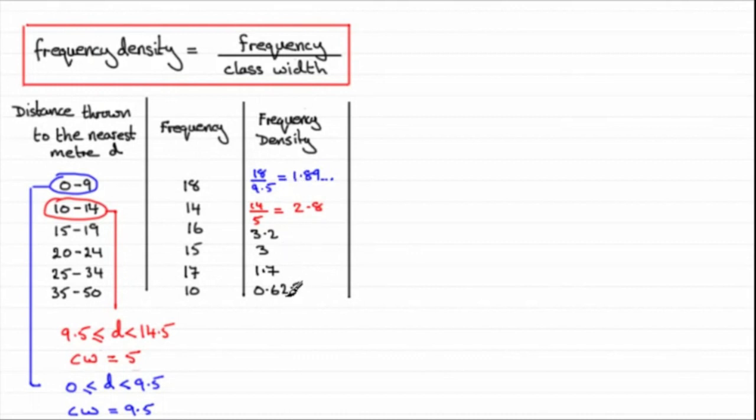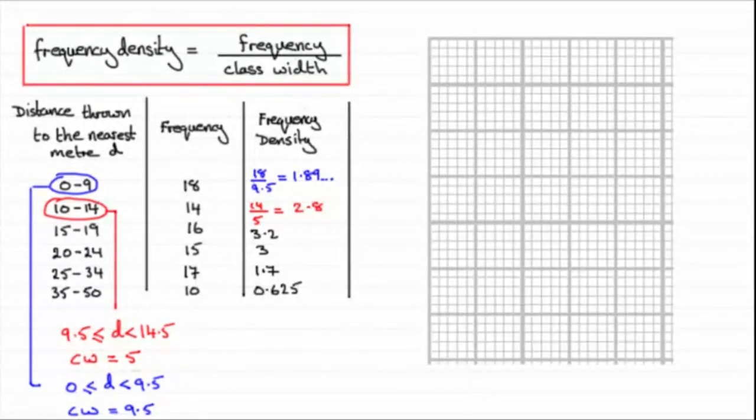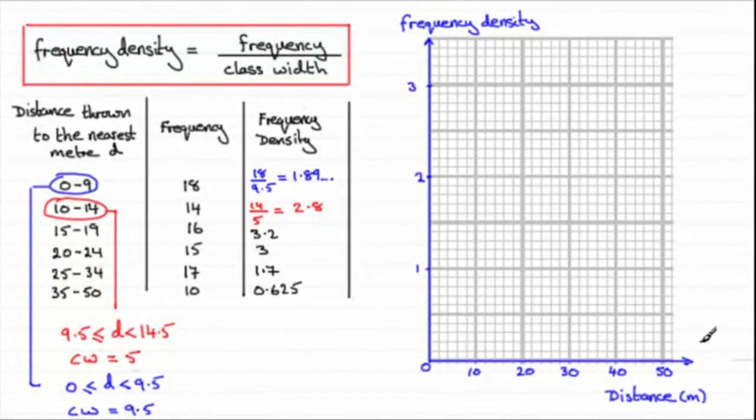Now that we've got our frequency density values worked out, we need to plot the histogram. We take a bit of graph paper, put some axes on, and on the vertical axis we have frequency density, which goes up to 3.2, so my scale goes up to 3.5. Don't forget to rule your vertical axis. On the horizontal axis I've got the distance measured in meters, and again, don't forget to label your scales. I've got 10, 20, 30, 40, 50.